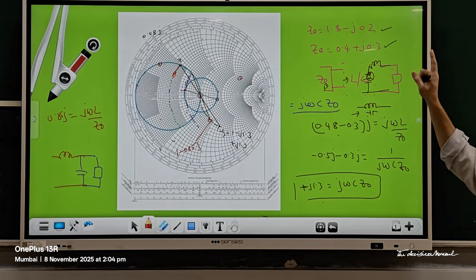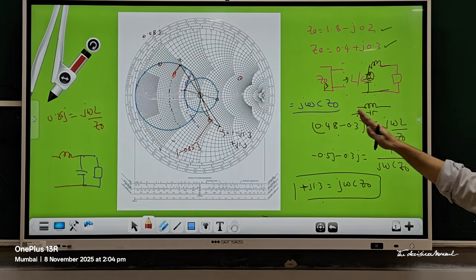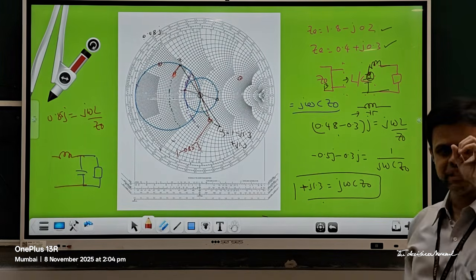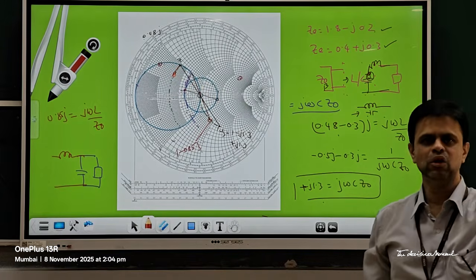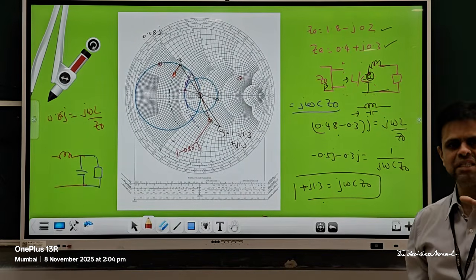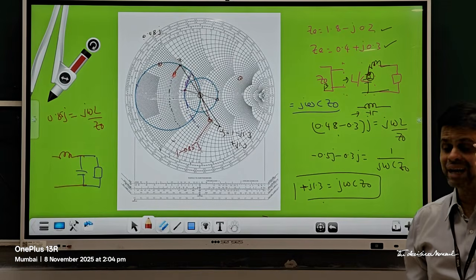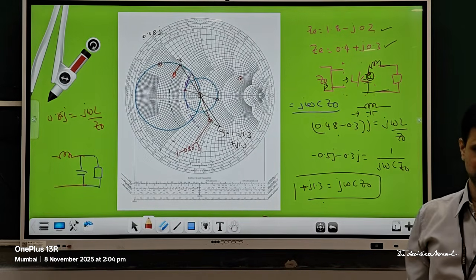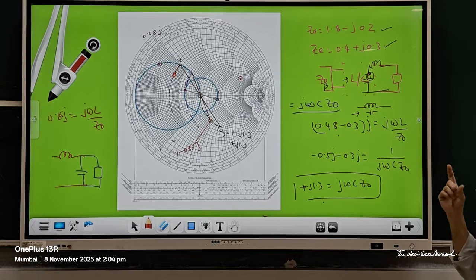So the circuit more or less remains the same. Okay, the parallel element will always be first, and that is going to be the capacitor. Later on it is going to be the series inductor for the impedance LC matching networks when the point is lying inside the R1 circle. So this is all about impedance matching using LC sections.